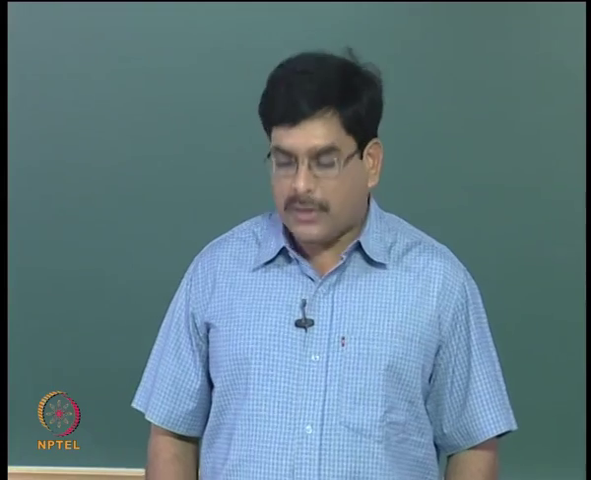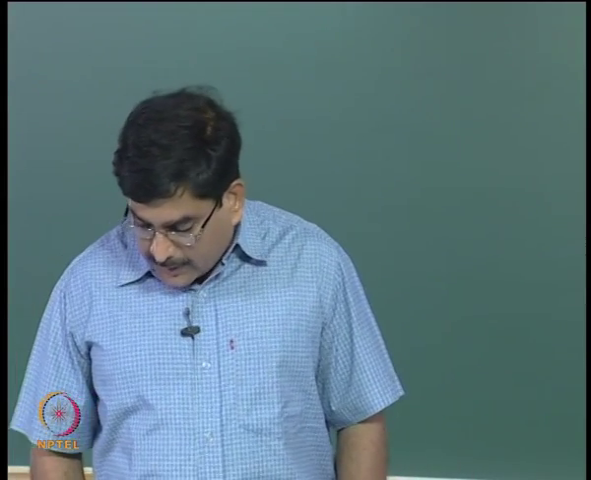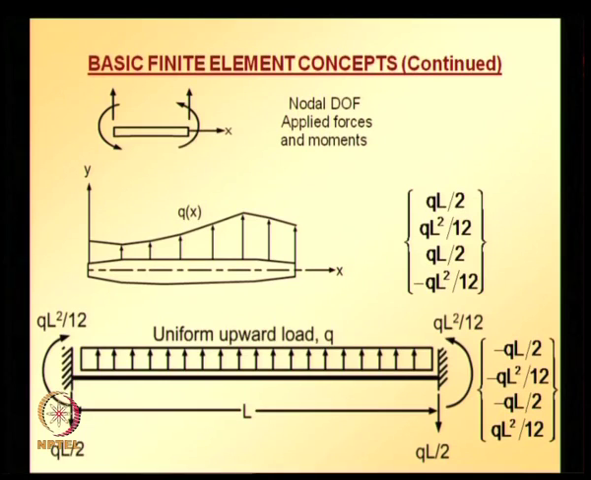Depending on how many elements there are, we assemble these element equations to get the global equation system using element connectivity. The solution of the global equation gives nodal displacements and rotations. So we get V1 theta 1, V2 theta 2 for each of the elements. After solving for these nodal unknowns, element quantities such as bending moment and shear forces in each of the elements can be computed from shape functions.